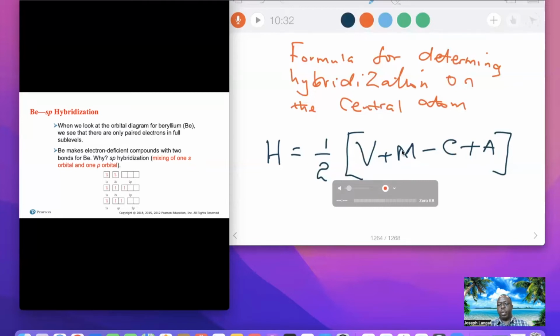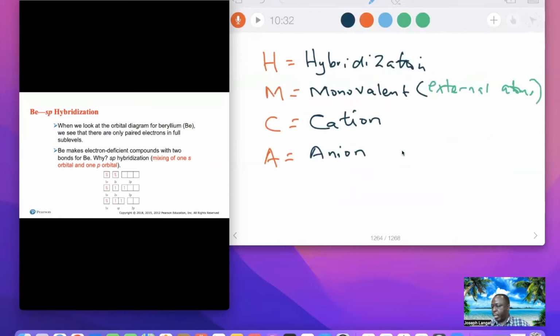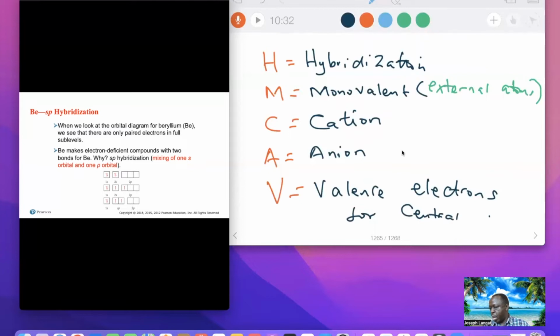M stands for monovalent. How many monovalent external atoms do you have? And then V for valence electron. I forgot to show you V. This stands for valence electron for the central atom, or the atom in question which you are hybridizing. Remember, this equation we are going to use to determine the hybridization of the central atom.